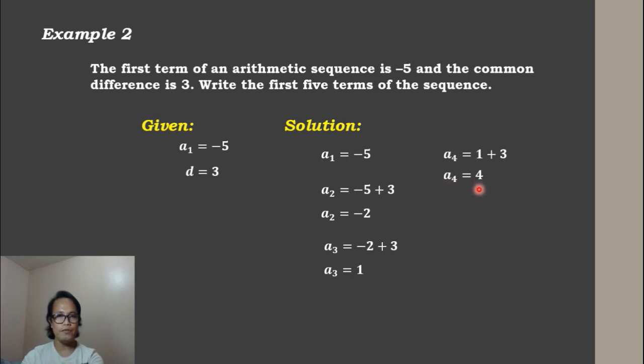And to find the fifth term, which is the last term for the sequence, we have a sub 5. We have our fourth term, which is 4, plus the common difference, which is 3. So that gives us a sub 5 is equal to 7. So therefore, given our first term negative 5 and the common difference 3, our arithmetic sequence is negative 5, negative 2, 1, 4, and 7. So this is now our first 5 terms of the arithmetic sequence.